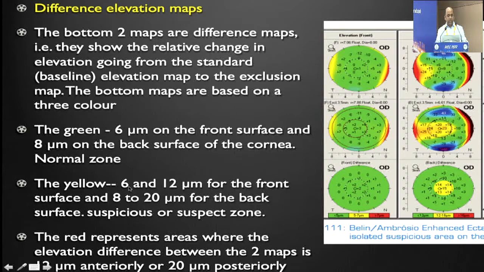The yellow, if it is 6 to 12 on the front and 8 to 20 on the back, then it is suspicious. And the red represents areas where the elevation difference between the two maps is 12 micron anteriorly and 20 micron posteriorly.